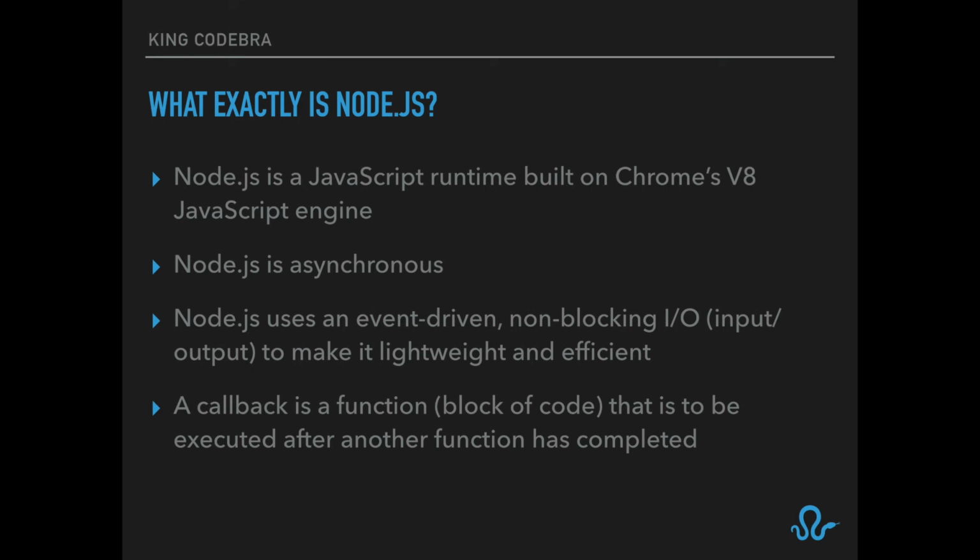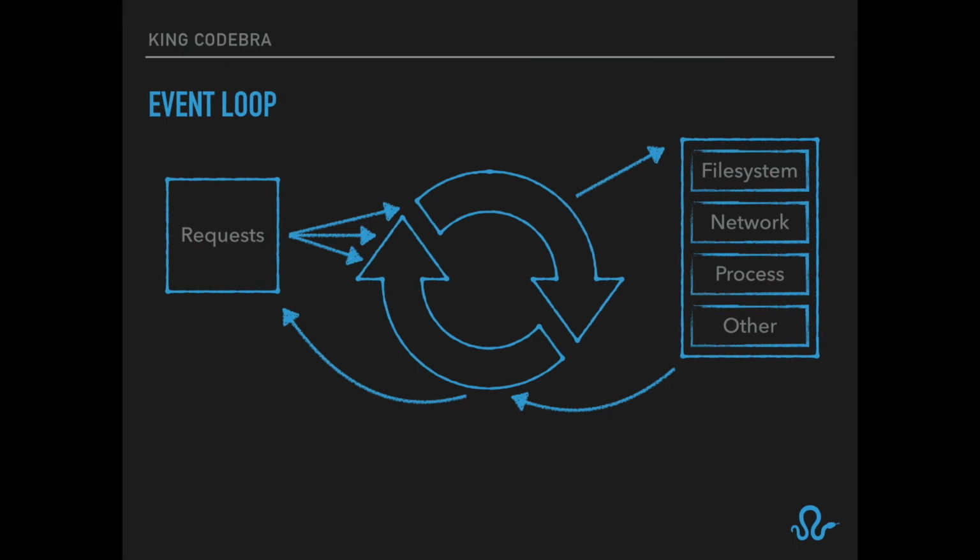Let's take this information a step further and look at the event loop. We can break down this picture into each step. First, one or more requests are made from your application. These go into the event loop. The event loop is something that Node manages for you. You do not have to worry about how it works if you do not want to.